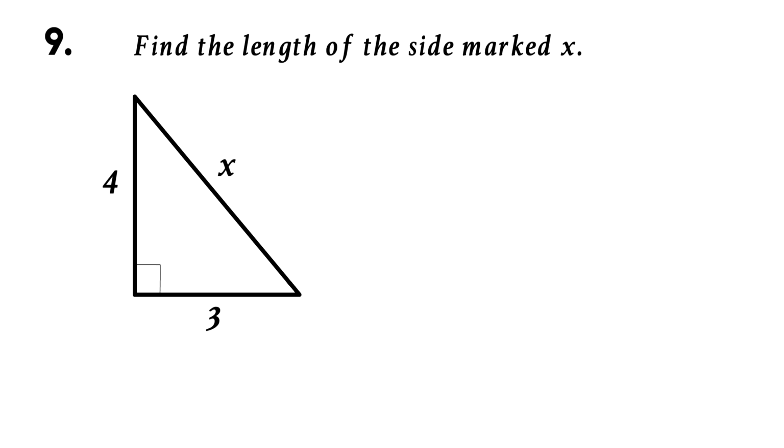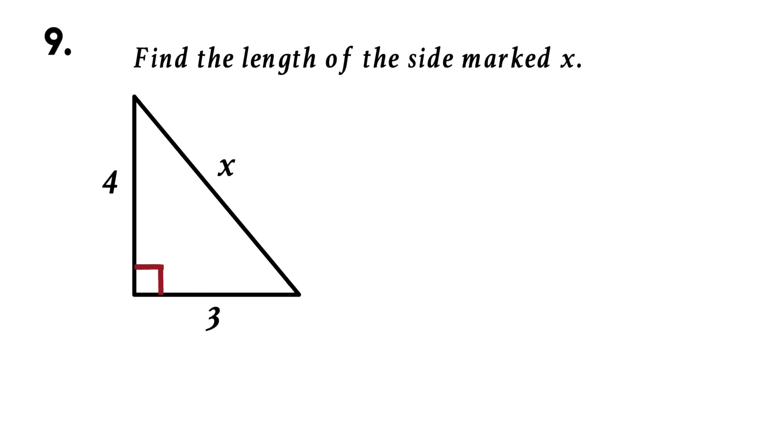Question 9. Find the length of the side marked x. When you see this mark here, it means it's perpendicular, or simply put, the angle is 90 degrees. Sometimes you'll be told it's a right triangle and no angles will be given. You should know that right triangles have one angle being 90 degrees. Since this angle is 90 degrees, we can use the Pythagorean theorem to solve.